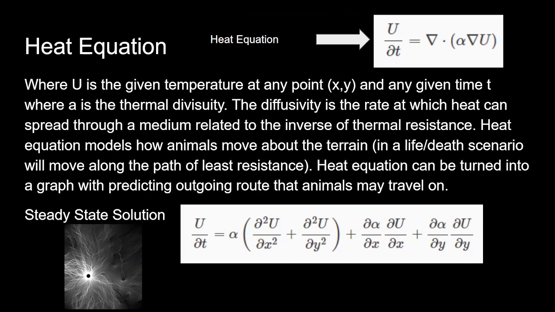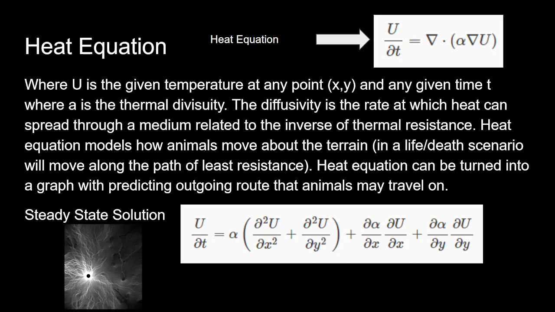Pictured in the top right, we have the heat equation, which models how animals move about their terrain along the path of least resistance. U is the given temperature, and T is time. A would be thermal diffusivity, which is the rate at which heat can spread through a medium related to the inverse of thermal resistance. The steady state solution is the heat equation expanded out.